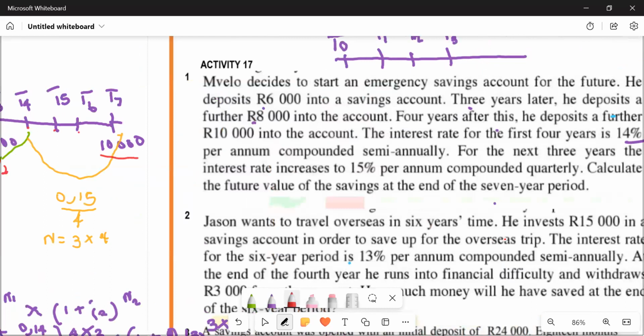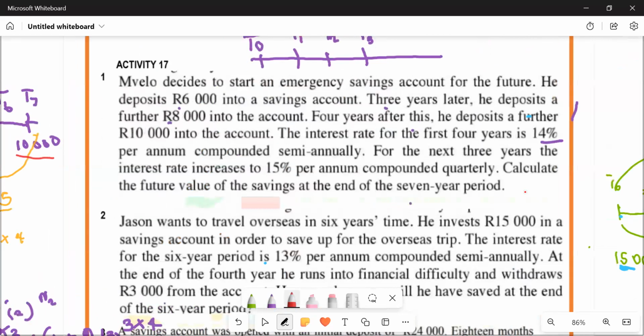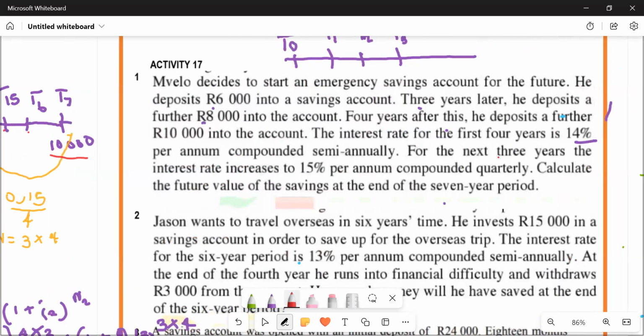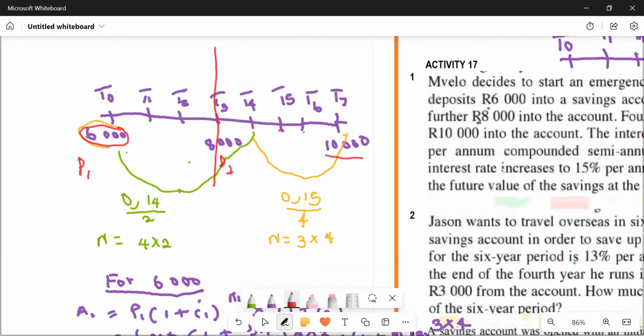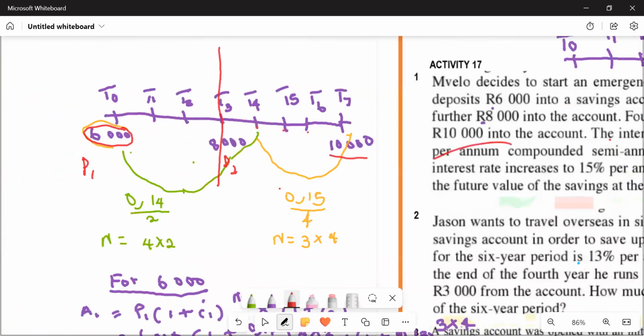We're going to check the interest. The interest is as follows. Interest number 1 is going to be represented with the green color. First 3 years or first 4 years? Okay, they start by saying the interest rate for the first 4 years, and we represent the first 4 years with the green color. So if you check starting from T0 to T4, the interest rate is going to be 0.14.